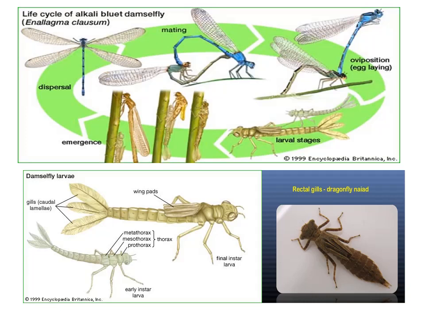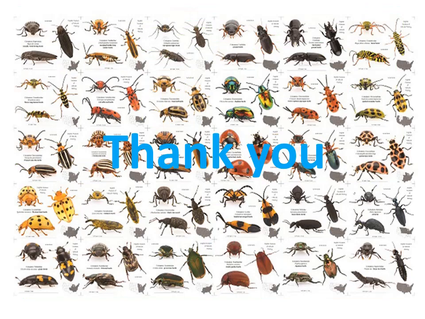So in case of the damselfly larva, you can see they have three caudal lamellate or leaf-like gills and the wing pads. By these features you can easily identify them. But in case of the dragonfly nymphs, you can see they don't have such a tail-like structure. What they have are the rectal gills. Thank you.